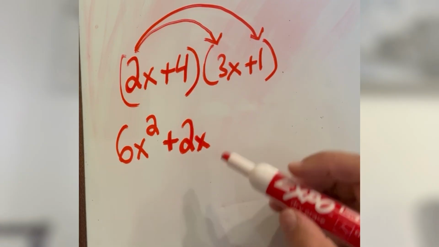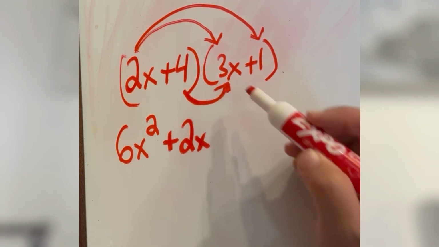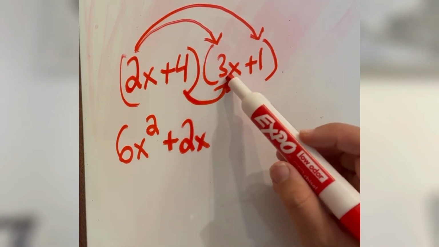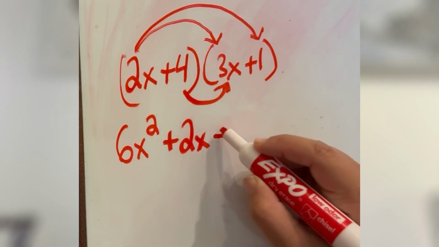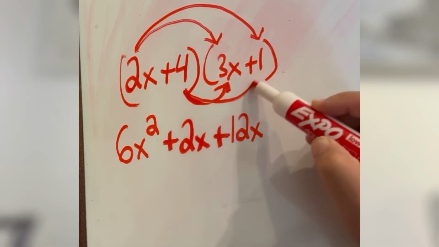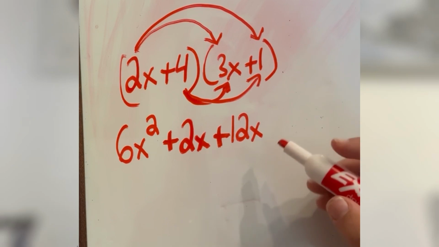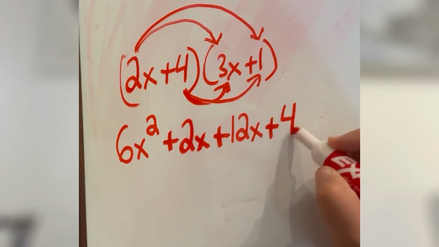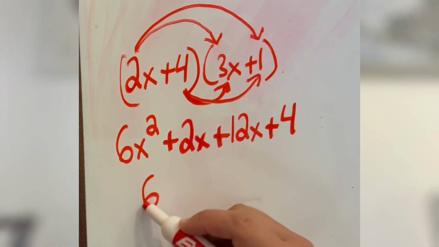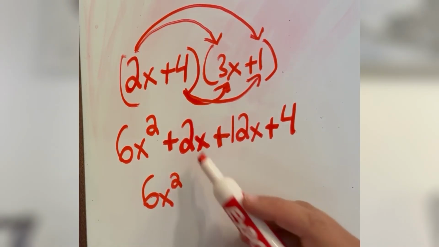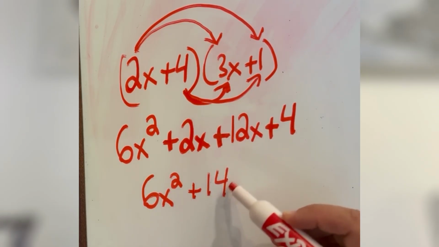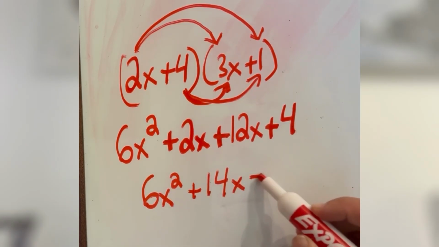Now I'm going to deal with 4. I'm going to multiply 4 by each of those values. So I'm going to have 4 times 3x, which is going to be plus 12x. And then I'll have 4 times plus 1, which will give me plus 4. So again, looking to combine like terms. I'll have 6x squared. I can add 2x to 12x to get plus 14x. And then I'll just have plus 4.